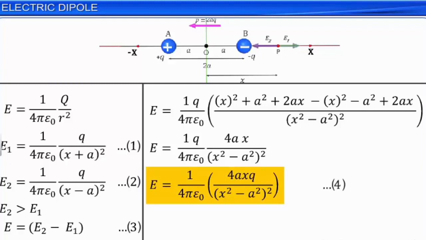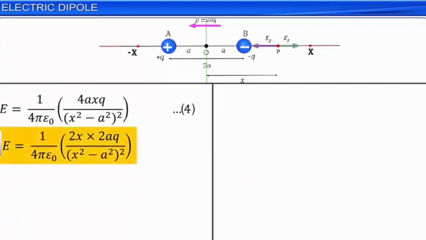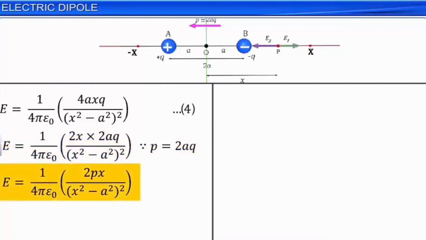Simplifying equation 4, we get E is equal to 1 by 4 pi epsilon naught, 2x into 2aq, by x square minus a square whole square. In this equation, 2aq is the magnitude of the dipole moment p. Therefore, E is equal to 1 by 4 pi epsilon naught, 2px by x square minus a square whole square. Let this be equation 5.